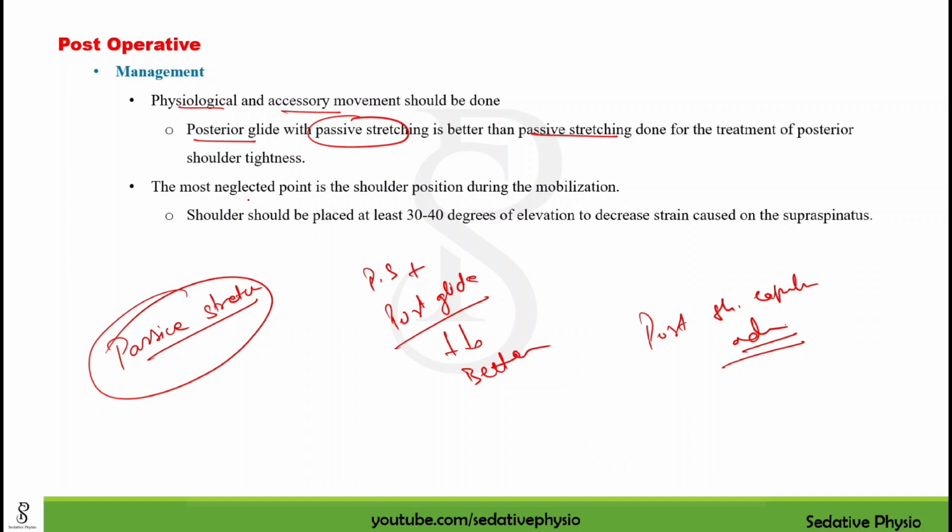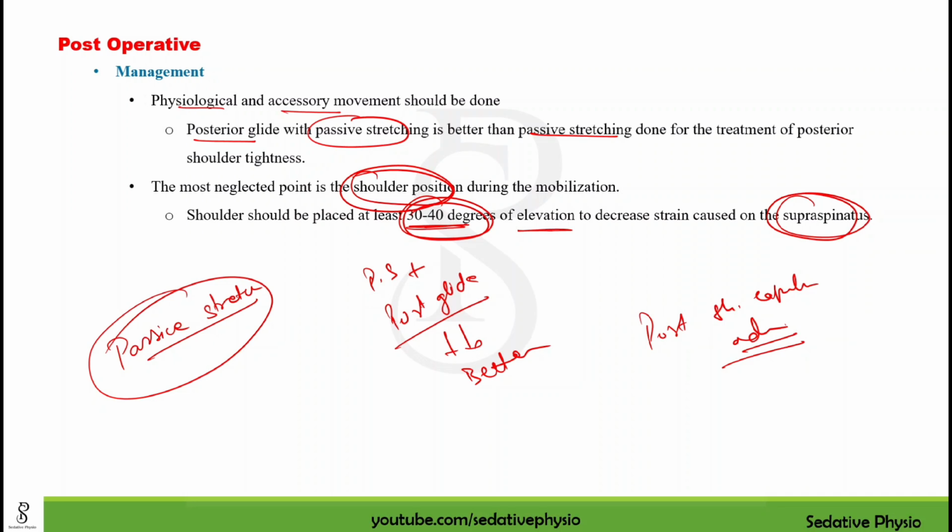Now, the most neglected point is the shoulder position during the mobilization. In the rotator cuff injury, this is a highly neglected point. That's why we will have to focus on the shoulder position during the mobilization. The shoulder should be placed at least at 30 to 40 degrees of elevation. Why? Because in this position, about 30 to 40 degrees of elevation, the strain on the supraspinatus muscle is minimum. Then only we will go for the mobilization. It will decrease the strain caused on the supraspinatus muscle.